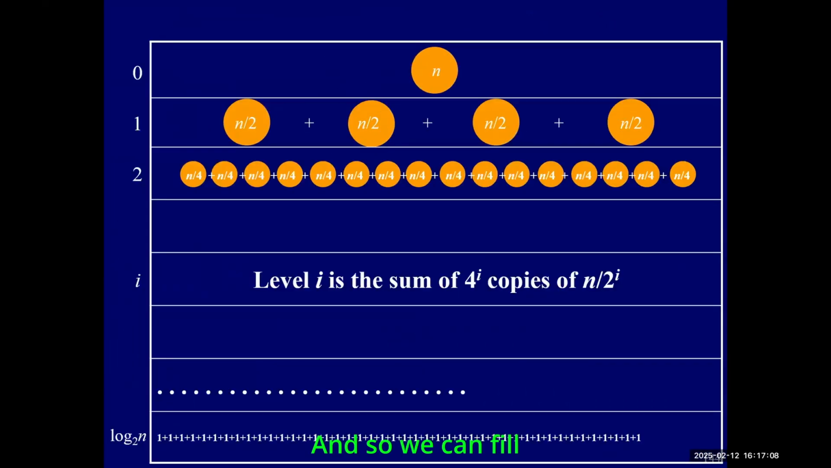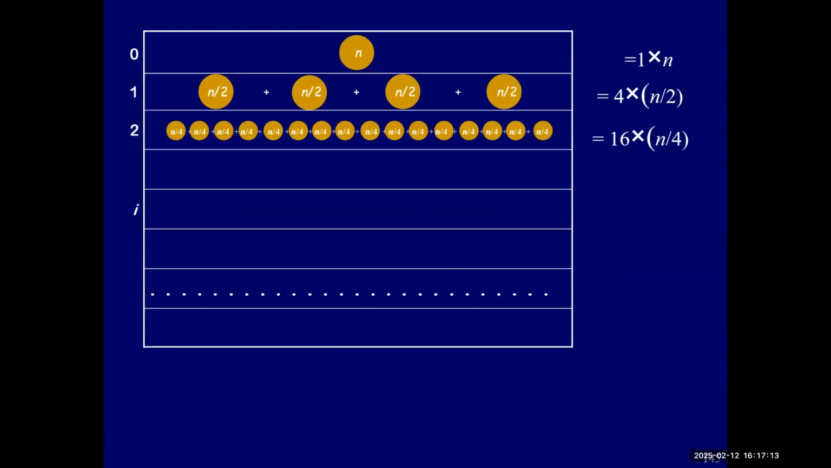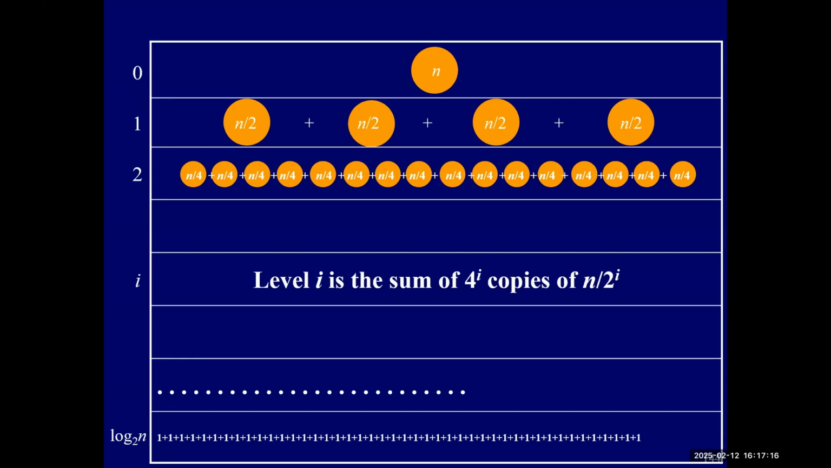And so we can fill out this chart, right? In this chart, there's one of me at the top, and then I have 4 friends, and each of my 4 friends has 4 friends, and each of those 4 friends has 4 friends. So you see the number of friends grows by a factor of 4 each time. So we have 4 to the i friends at level i, right?